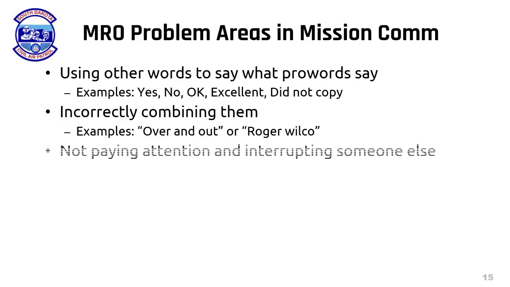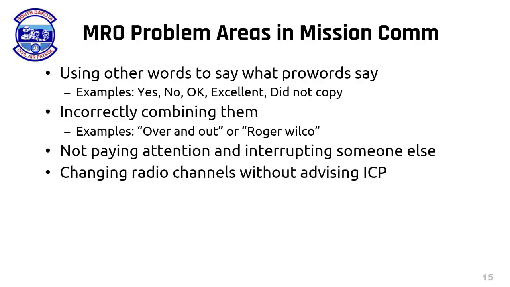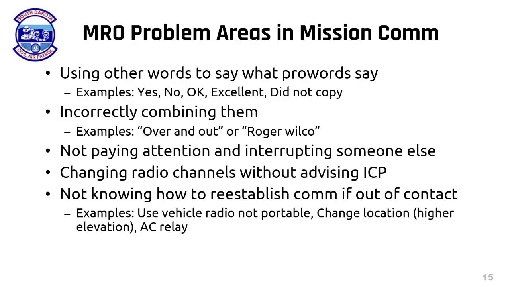A problem area is not paying attention and interrupting someone else. You always listen for a few moments to make sure that the channel is free before you start making a call. It's a problem area if you change radio channels without advising the ICP. It's a problem not knowing how to reestablish communication if you're out of contact. And some examples, maybe you're in a valley or something and you just can't reach the repeater. But if you're using a portable, a handheld to try to talk to the ICP, try using a vehicle radio. It has higher power and a bigger antenna.